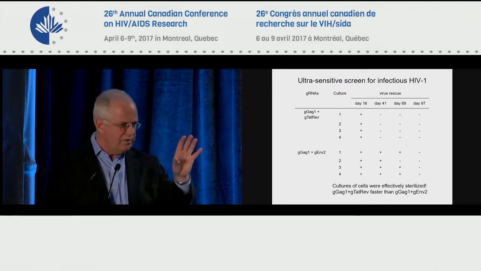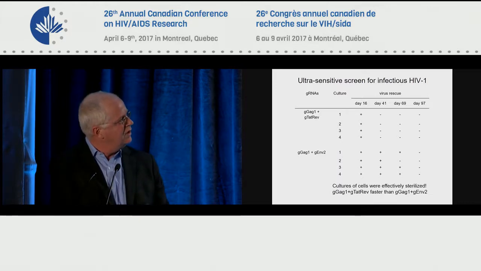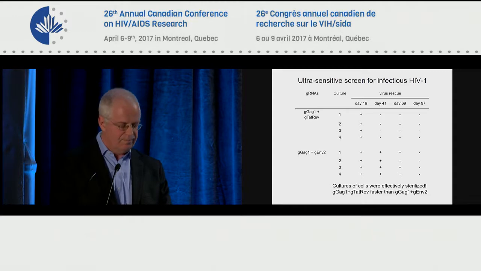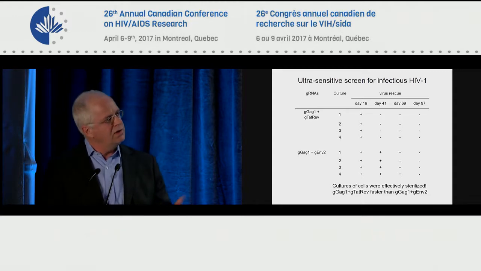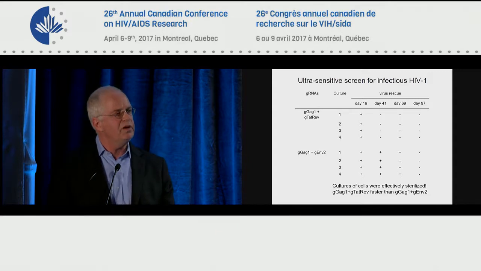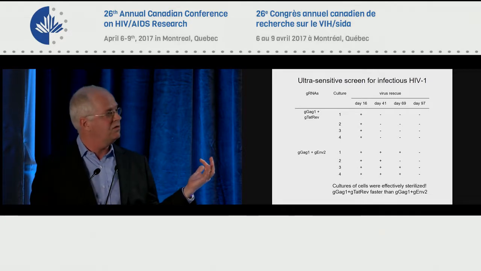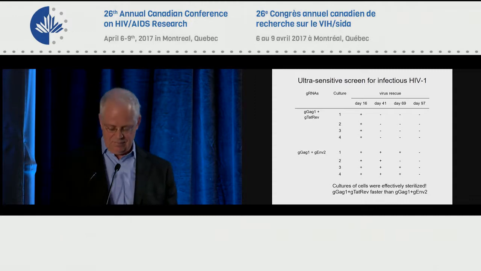And of course, when you compare the two combinations, this one seems to be stronger than this one. And there could be many reasons for that. So that made us conclude, also in the paper that we just published, and much to my surprise, I must add, that we are able to sterilize infected cultures using CRISPR-Cas. I find it quite amazing.